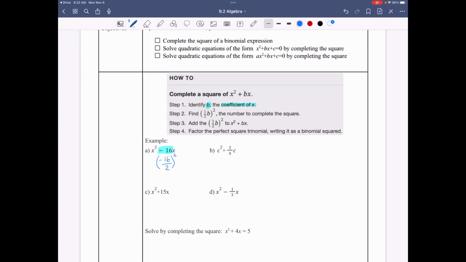So in step 3, that just equals 64. In step 3, we add that number to the x squared plus bx, and then we factor it because it's a perfect square trinomial. So 1/2 b squared is 64. Okay? Let's add that to both sides. So we have x squared minus 16x plus 64.